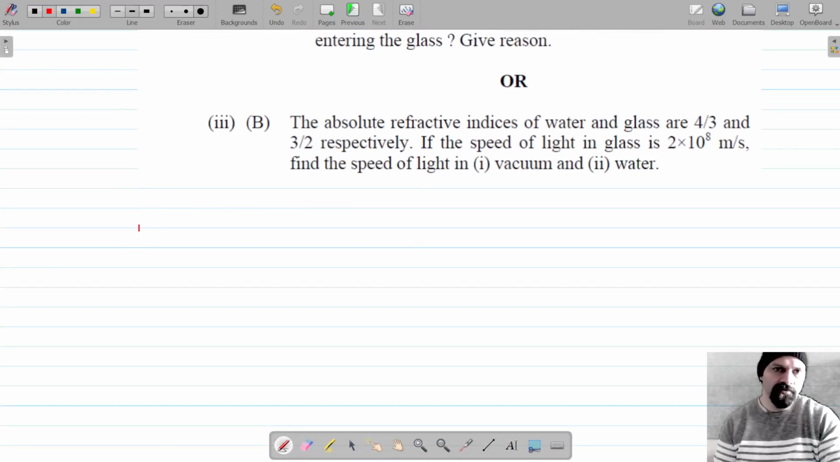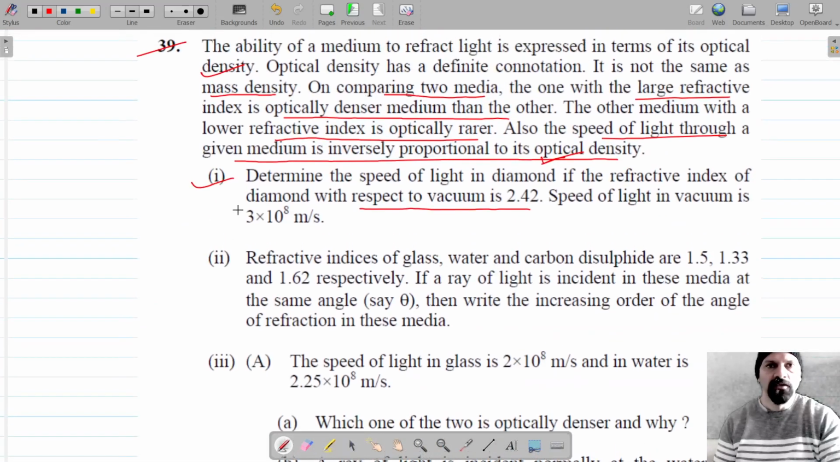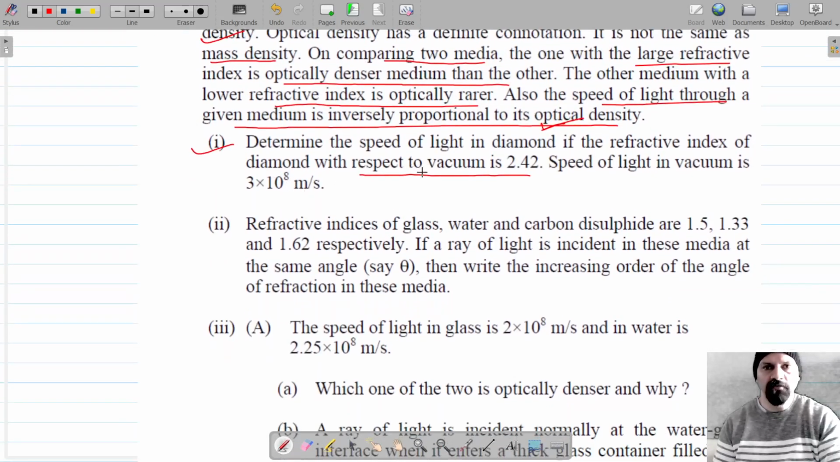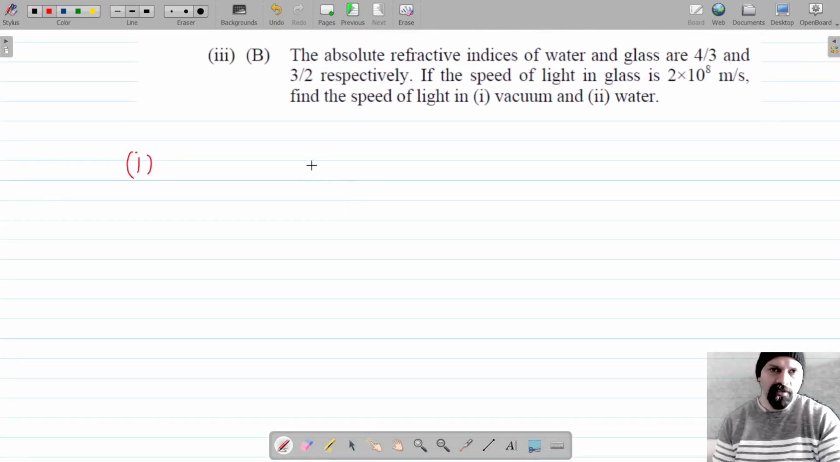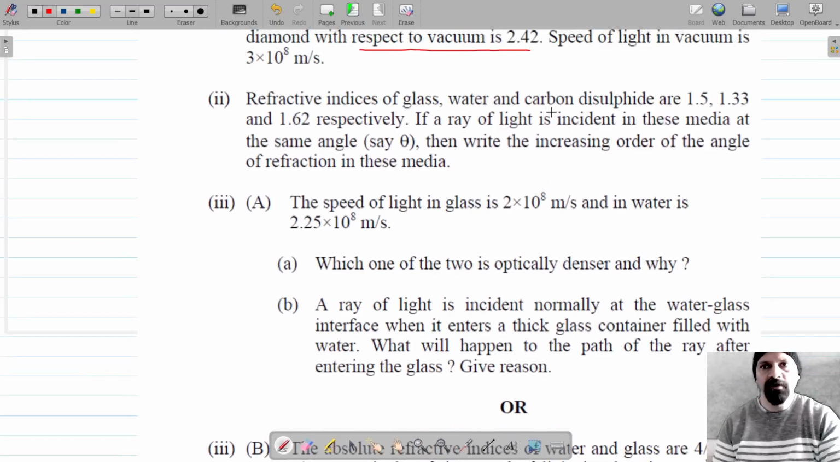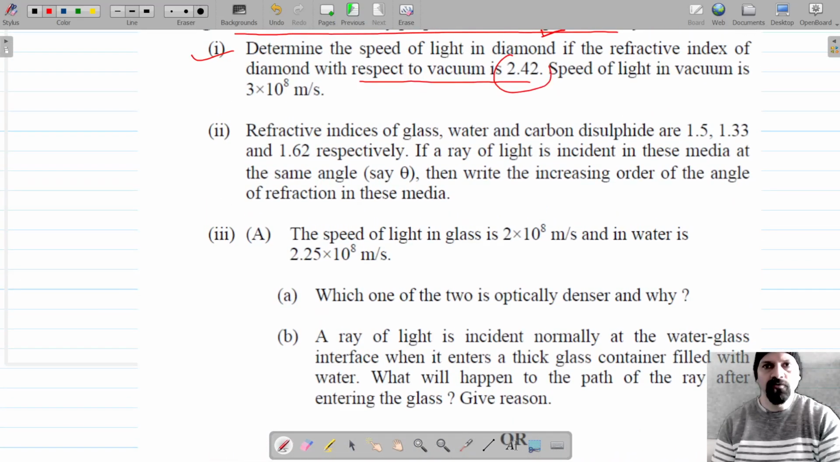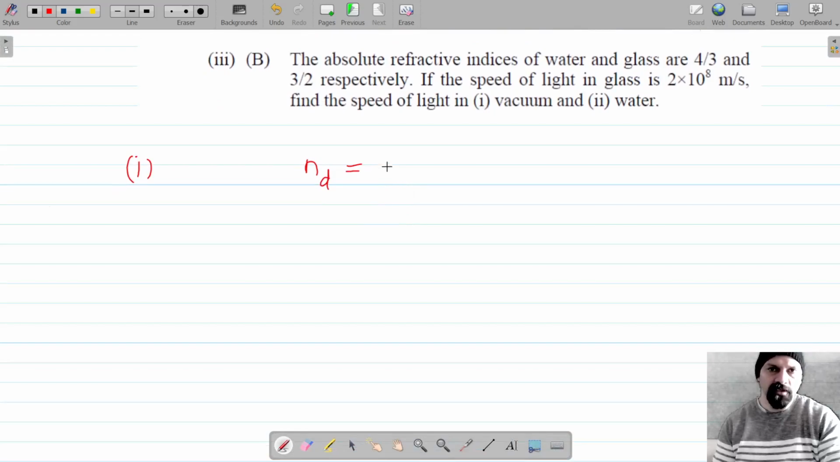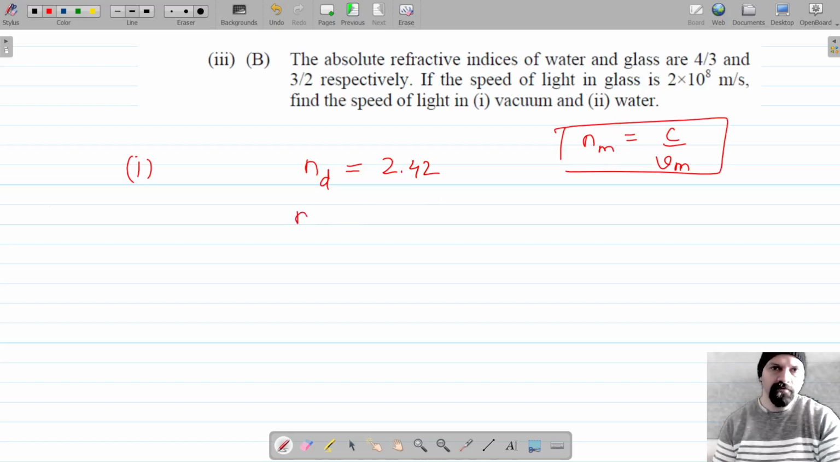So let's answer the first part. Now, the refractive index of diamond. Let's say the refractive index of diamond is nD, where D is for diamond and n is for the refractive index, and it's 2.42 with respect to the vacuum. That means it's the absolute refractive index. And the refractive index of a medium is given by the speed of light divided by the speed of light in that medium. Here the medium is diamond, so the refractive index of diamond is equal to c divided by the speed of light in diamond.